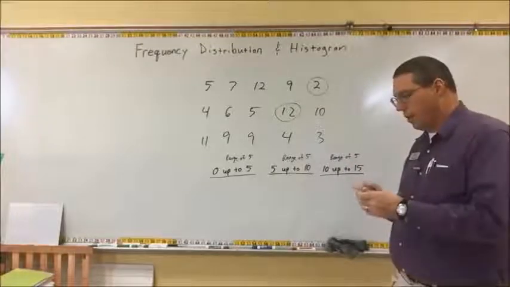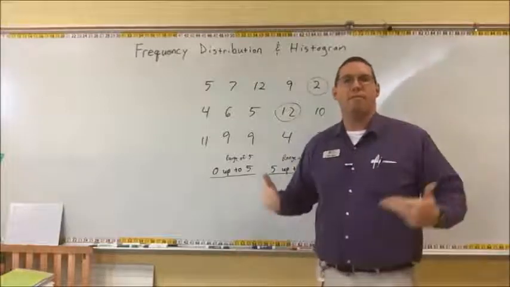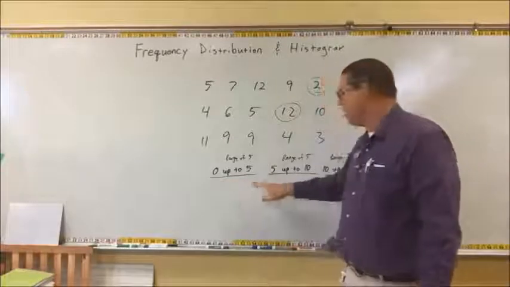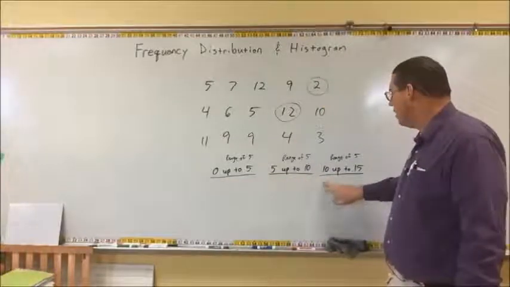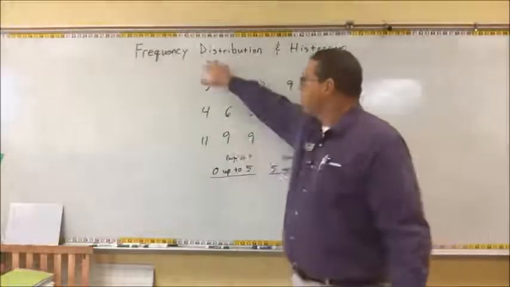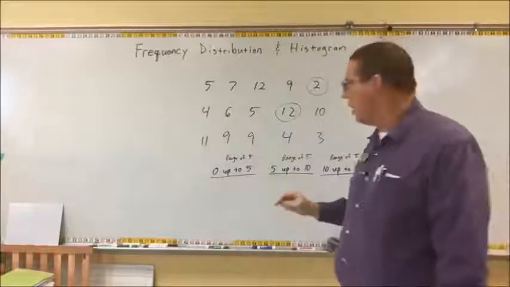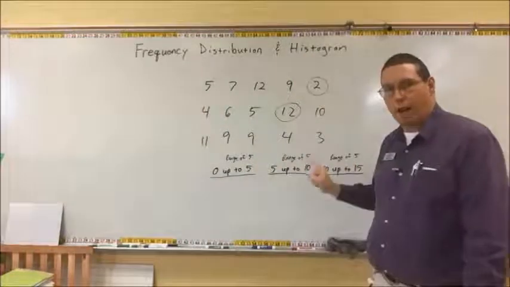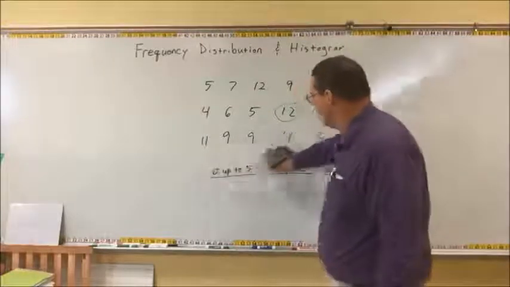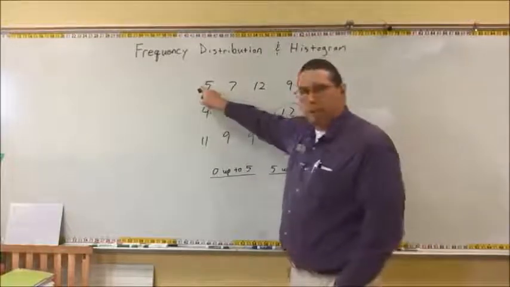And here's the important thing: when setting up these classes, all of your classes should have the same range. You don't want to go from 0 up to 3, and then 3 up to 19, and then 19 up to 27. You don't want to have different ranges. In a frequency distribution, in order for it to be useful to you, all of your classes should have the same range. Okay? So if we were going to do that, then the question is, where would we put this 5?